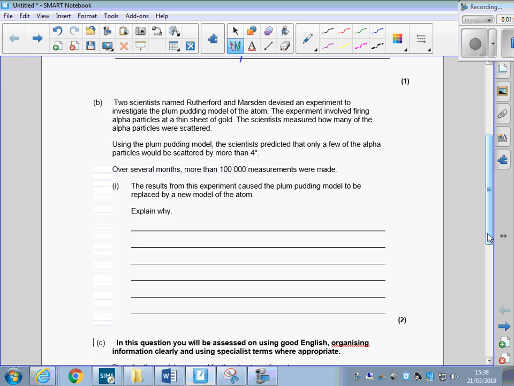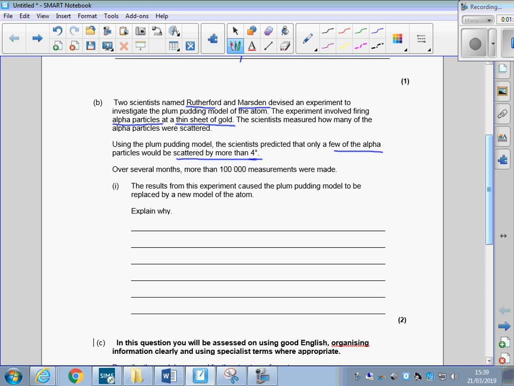Okay, so our next bit, we've got these two scientists, Rutherford and Marsden, and they did an experiment, and this is the classic, oh, the model is wrong, we need to change the model experiment for the atom. They were firing these alpha particles, these little particles made up of 2 protons and 2 neutrons, into a very thin sheet of gold. From the old model, the old prediction, they only expected a very few of these particles to be scattered by more than 4%.